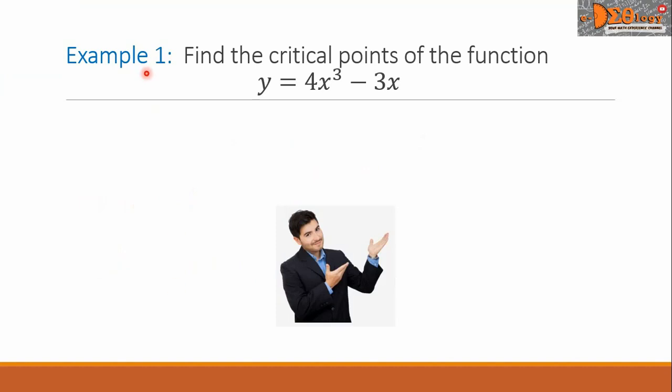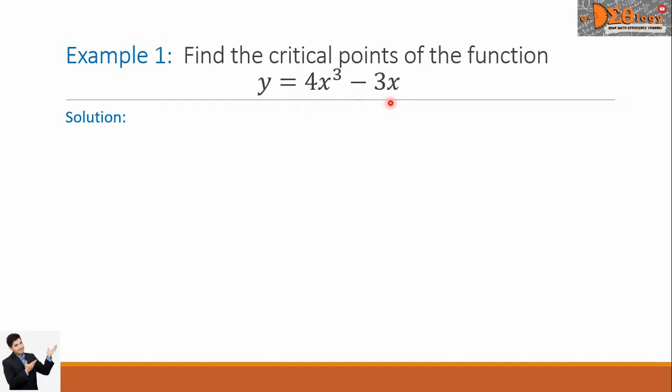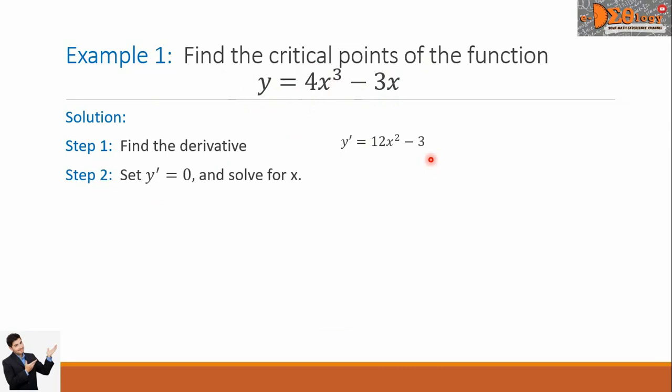Let us see example 1. Find the critical points of the function y equals 4x cubed minus 3x. For our solution, let us do step 1, and that is to find the derivative. The derivative of this function now is y prime equals 12x squared minus 3. Step 2, we set y prime equals 0 and solve for x.